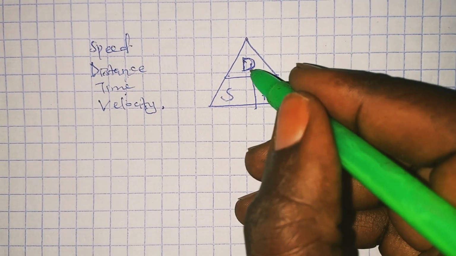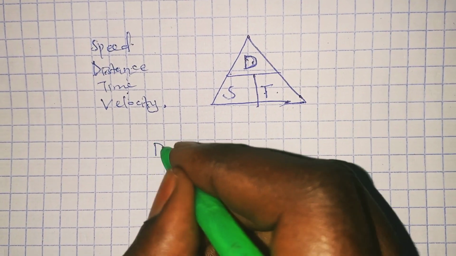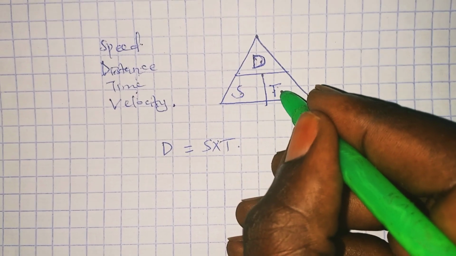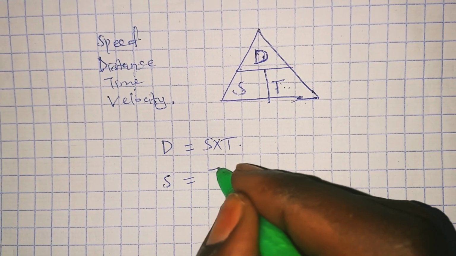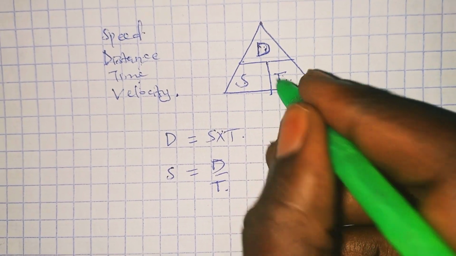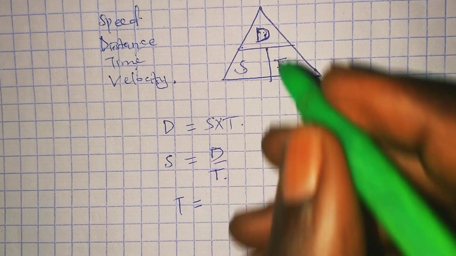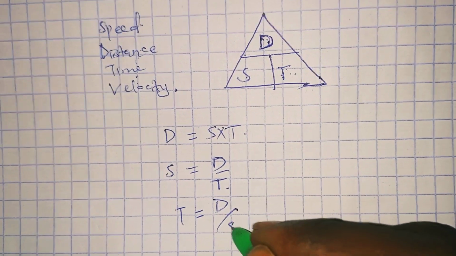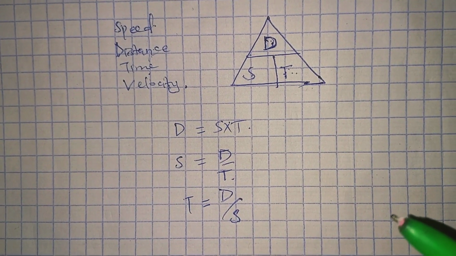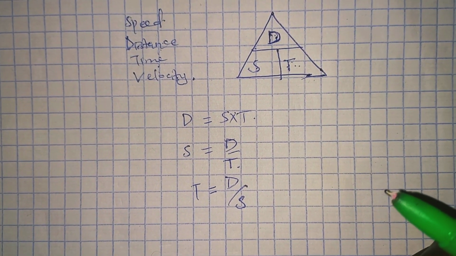This one here can enable you to master the formulas of the distance, the speed and the time. Because from this, you will know that distance is equal to speed times time. Take this times this. Speed is equal to distance all over time, because D is up, T is down, and time is also equal to distance divided by speed. So let us look at examples in which we can apply these formulas.